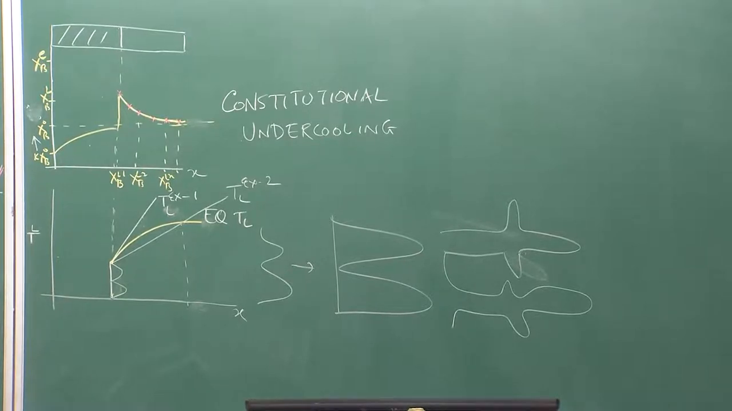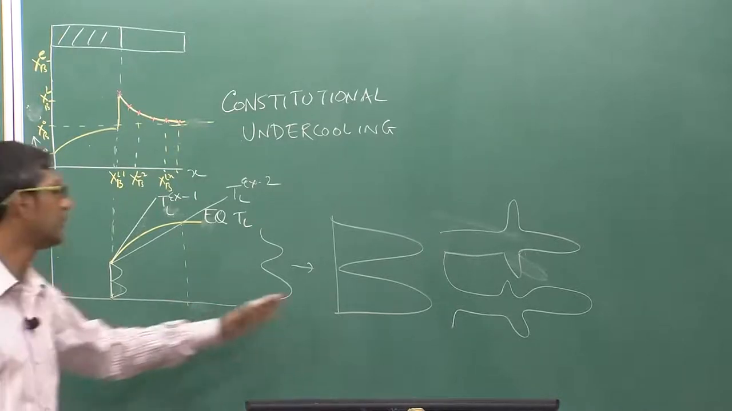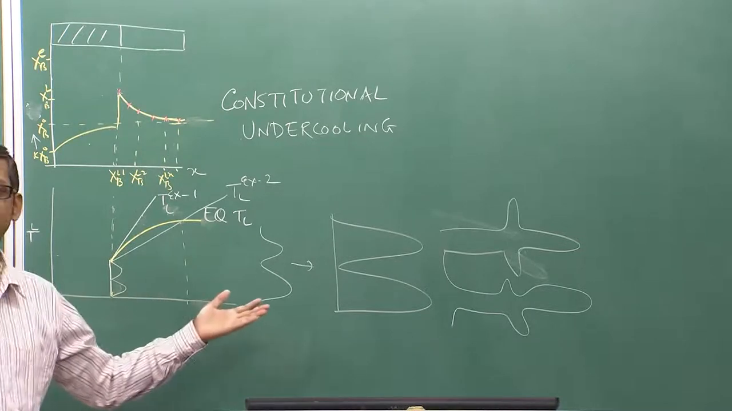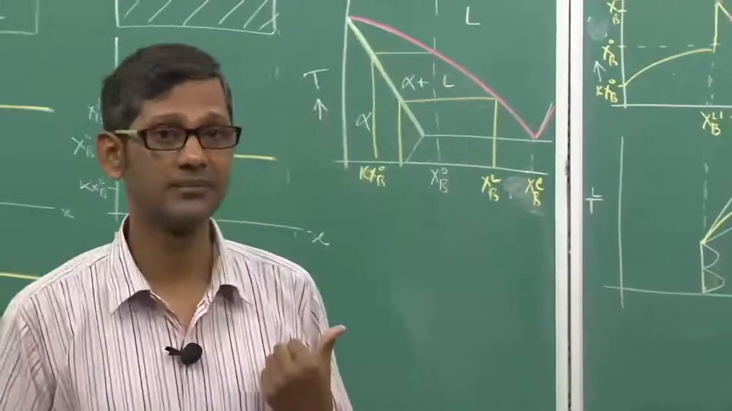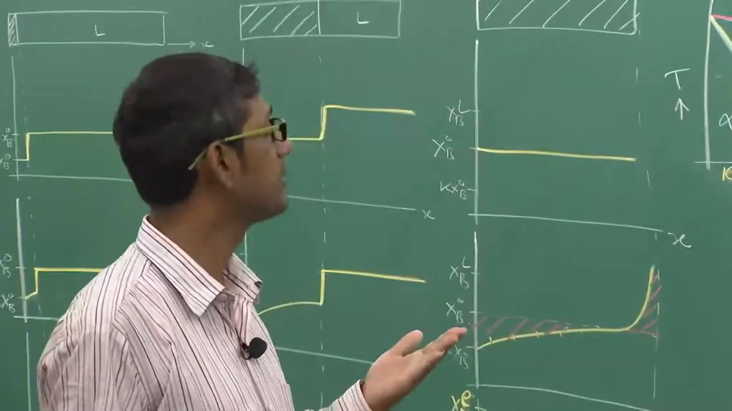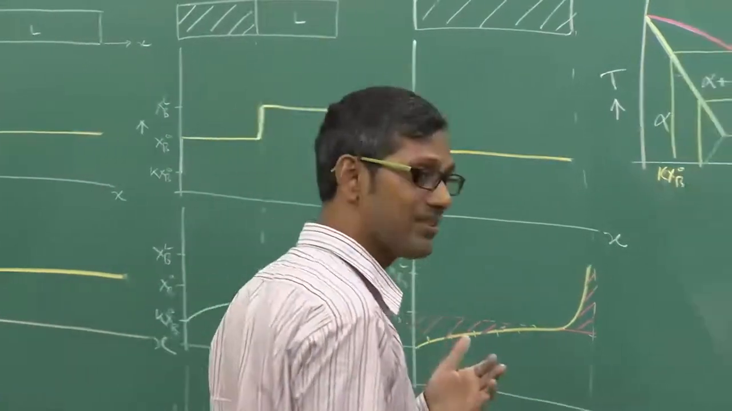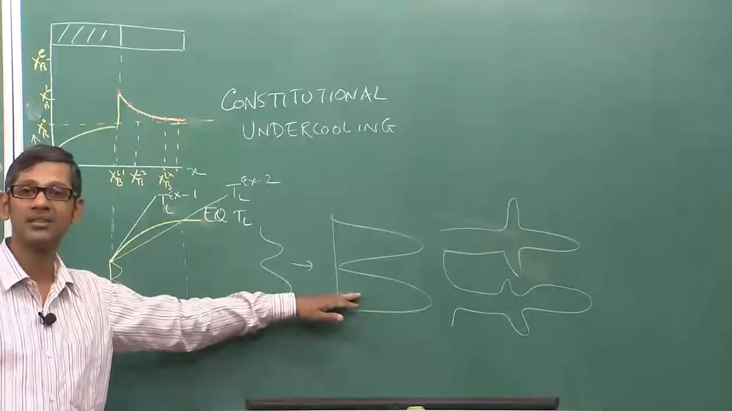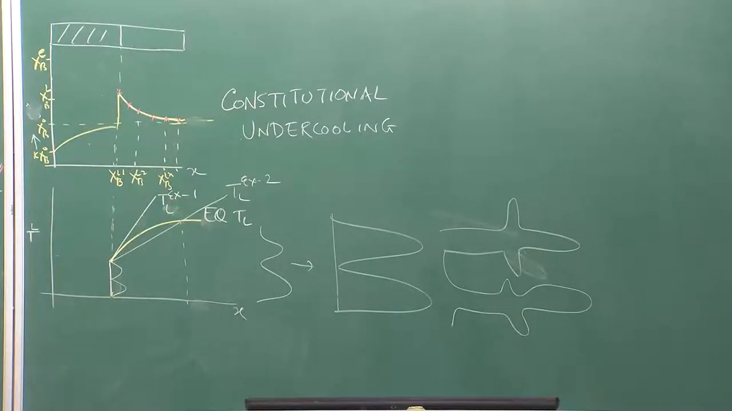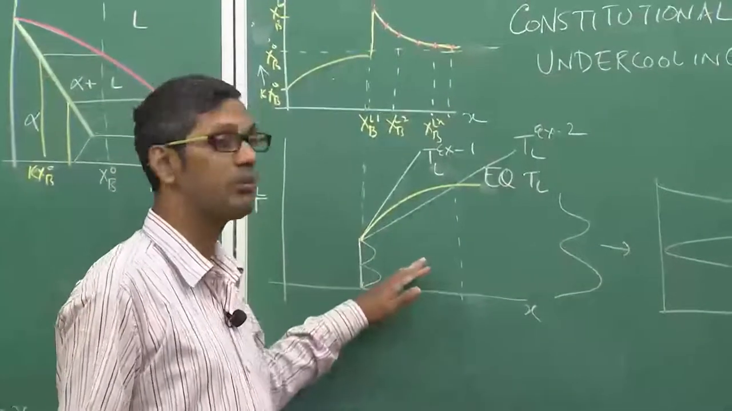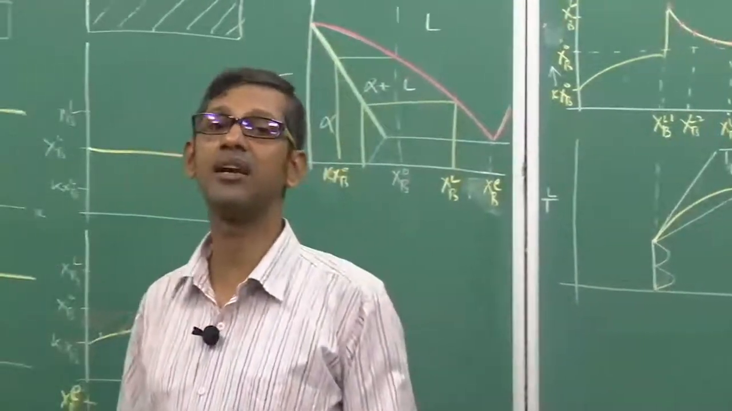The second drawback, which is more important: whenever you have a flat interface, as compared to a flat one, the curved one, or cells or dendrites, will have a larger surface area or interfacial area. And this interfacial area change will lead to a change in the energetics of the system. I have to add the total energy of the system: the energy decrease because of the liquid to solid transformation, that we have seen in the earlier lecture, plus the energy because of this interface. Then only will I find the actual picture, which is not so simple. But this theory completely undermines the effect of interfacial area. They never consider the interfacial area at all.